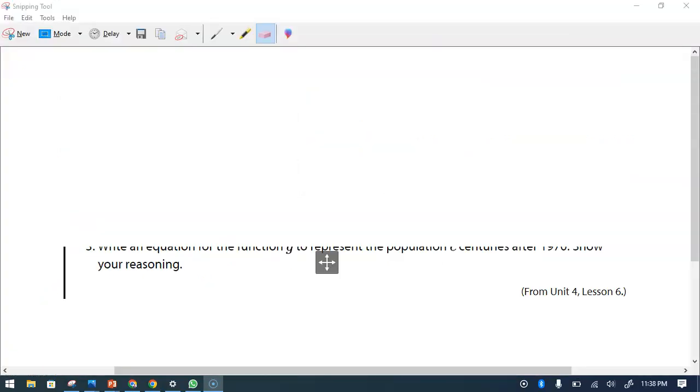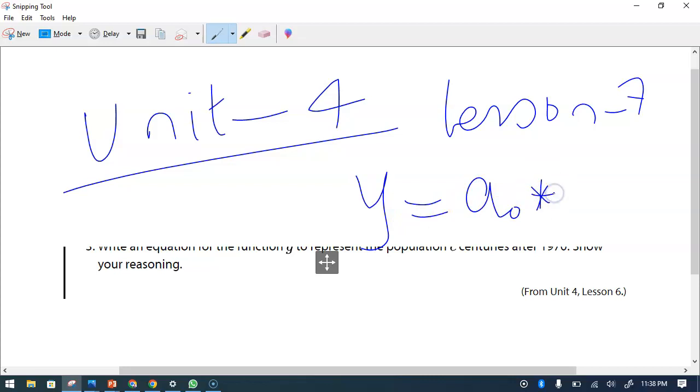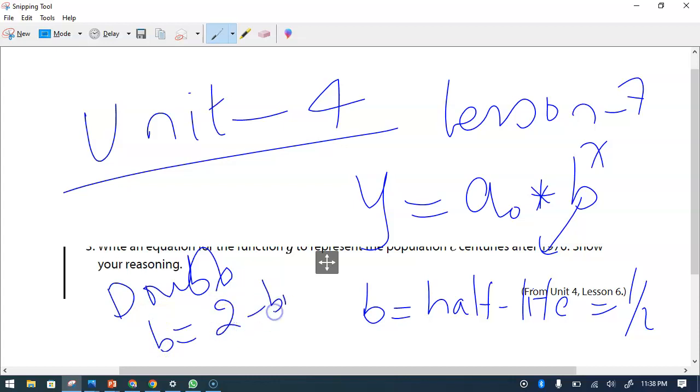So let me wind up this unit. What did we do here? Unit 4 and lesson 7 is complete. We have solved at least 5 important problems, and the goal is to write y is the beginning amount times b raised to x. But this time the b could be a half-life, that means it is half, or it could be double also. That's what we learned for this lesson.